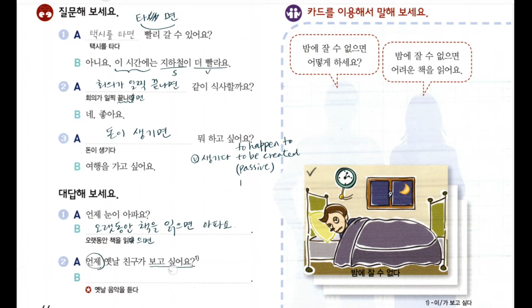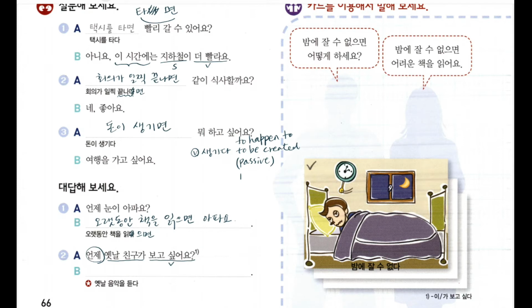자, 2번. 언제 옛날 친구가 보고 싶어요? When do you want to meet an old friend? 자, this is another Korean peculiarity. So 옛날 친구, an old friend, is supposed to be an object, isn't it? And indeed, we do say 옛날 친구를 보고 싶어요. This is also correct. However, sometimes we use the subject marker here. 언제 옛날 친구를 보고 싶어요? Or 언제 옛날 친구가 보고 싶어요? But these cases are quite rare, so you don't have to worry.